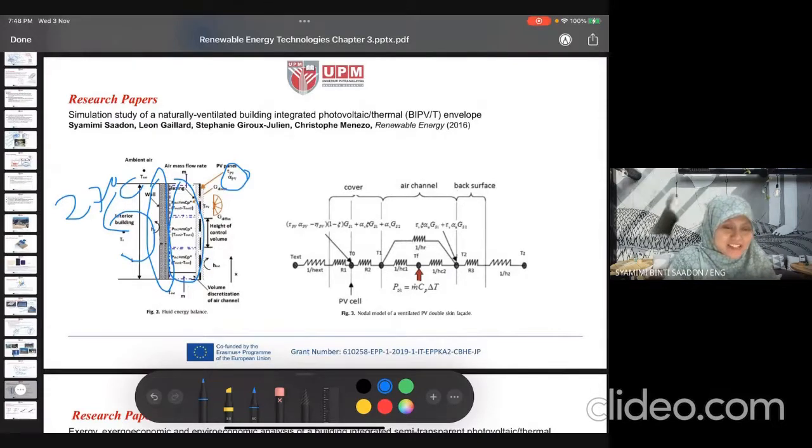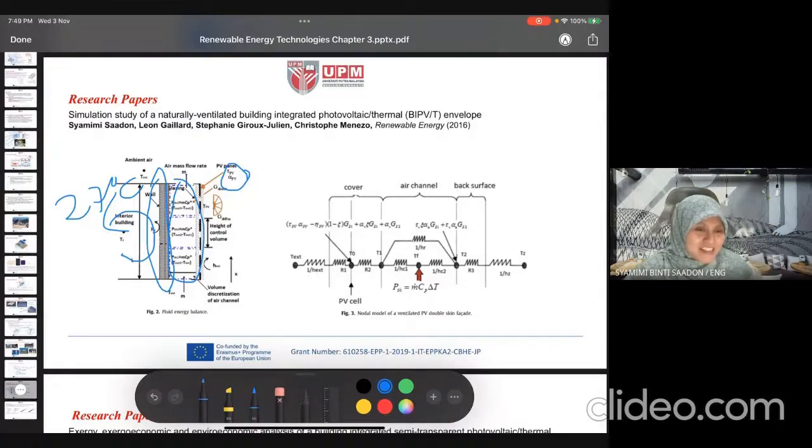At a certain period of time, maybe in the afternoon or in the evening, the energy needed or the temperature needed will be different. So that is the critical part.